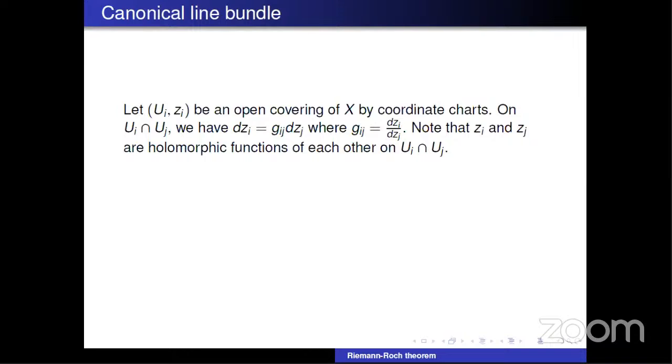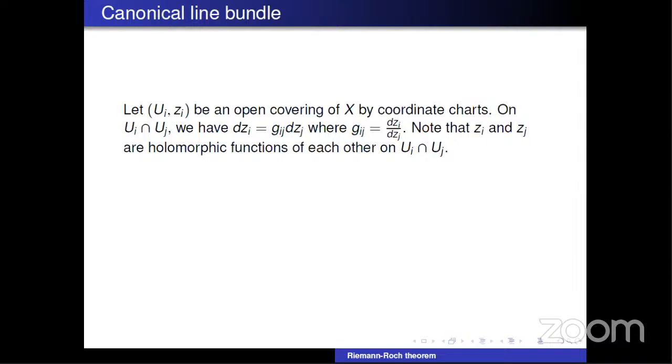So, canonical line bundle. Let (Ui, zi) be an open covering of X by coordinate charts. On Ui intersection Uj, I can write dzi as gij times dzj, where gij is the derivative of zi with respect to zj. When you have a covering of X by coordinate charts, then on the intersection each of those coordinates is a function of the other. So zi can be expressed as a function of zj, and zj can be expressed as a function of zi.